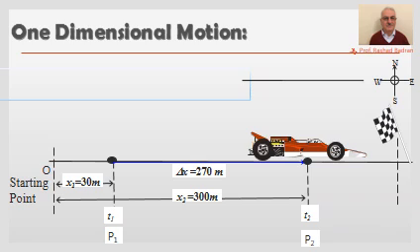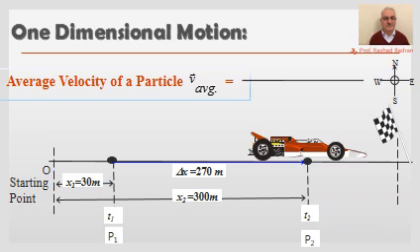The average velocity is another physical quantity which is defined as the displacement divided by the time interval. This physical quantity is actually a vector quantity because it is directly related to another physical quantity, which is the displacement.